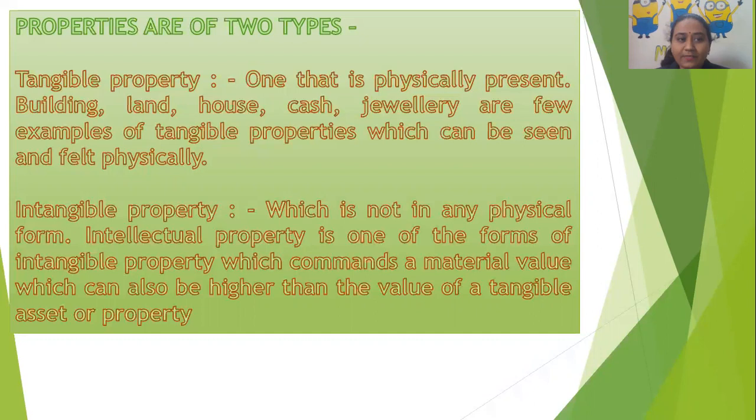Properties are of two types: tangible properties and intangible properties. Tangible properties, we can say, are building, land, house, cash, and jewelry, which are a few examples that are physically present. The second one is intangible property, which is not in a physical form. For example, intellectual property is one form of intangible property which commands some material value, which can also be higher than the value of tangible assets or property.